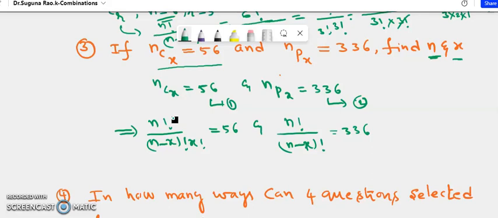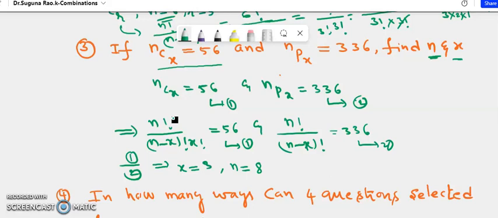Okay, from these two equations, we will divide these two equations, means equation 1 by equation 2. This is equation number 1 and this is equation number 2. So equation 1 by equation 2 gives the value x equals 3. From this we will find the value n equals 8 also. Okay.